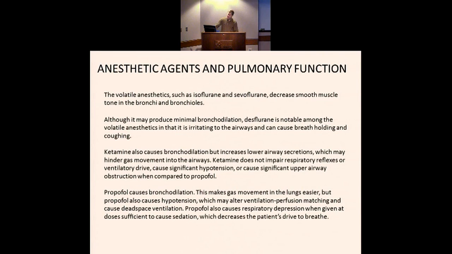Ketamine is an induction agent we can give. It causes bronchodilation, which is good, but it also increases secretions, which can be bad. Ketamine doesn't impair the respiratory reflexes, so if we were doing MAC anesthesia and wanted to keep someone breathing the whole time, we could bump them with ketamine instead of with propofol, which would knock out the drive. Propofol does cause bronchodilation as well, but it depresses their respiratory drive. So ketamine is unique in that it doesn't knock out your respiratory drive. Everything else does, but it also causes all those secretion issues. And then I would remember that desflurane is very irritating.